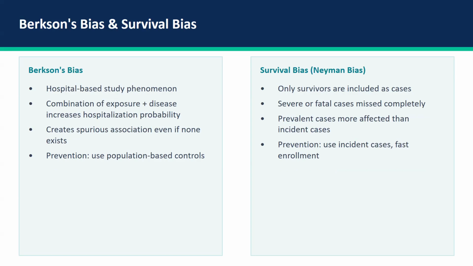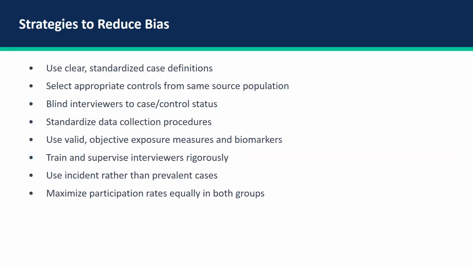Berksonian bias is a hospital-based study phenomenon, where the combination of exposure plus disease will increase the hospitalization probability. This creates a spurious association, means the wrong association, even if none exists, and prevention can be done by using population-based controls. Then the survival bias, or the Neyman bias, when only survivors are included as cases, the severe or fatal cases are missed completely. Prevalent cases are more affected than the incident cases. This can be prevented by using incident cases and a fast enrollment.